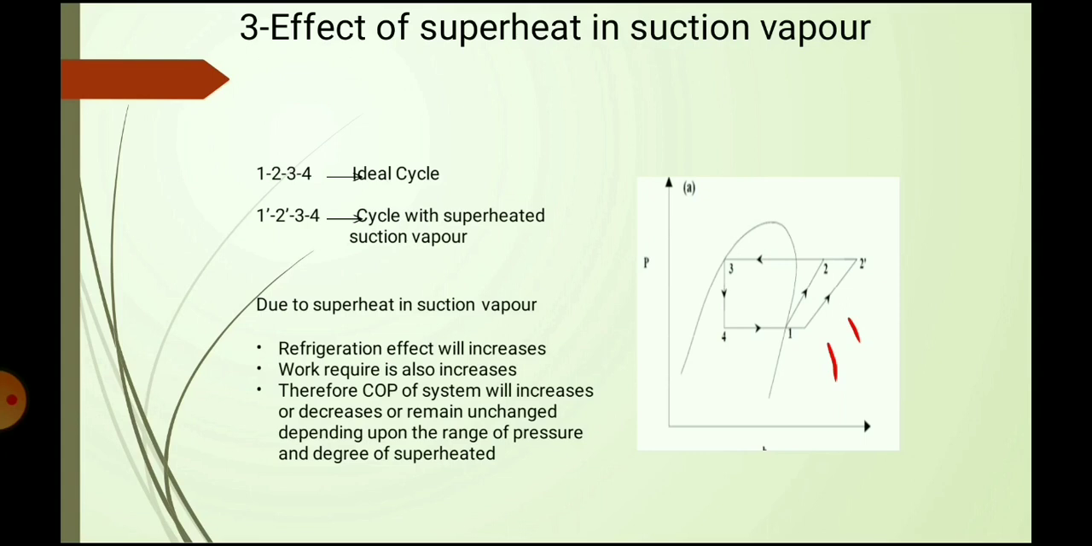I am repeating again, once the degree of superheating is higher, in that case the compression work increases. Number 1. Number 2, if the range of pressure, that means the pressure difference between PC and PE, condenser pressure and evaporator pressure, increases, in that case the work done also increases with respect to the refrigeration effect.